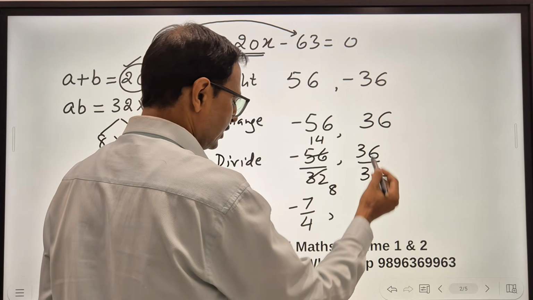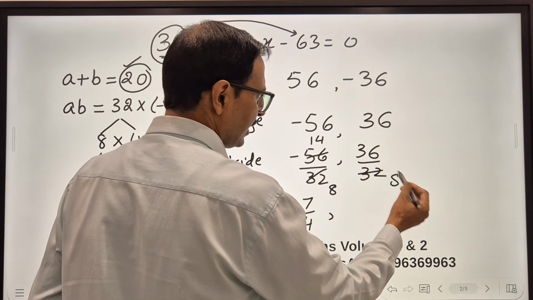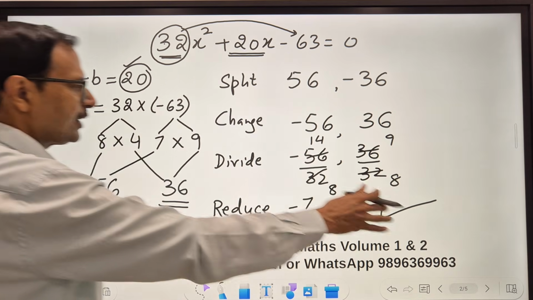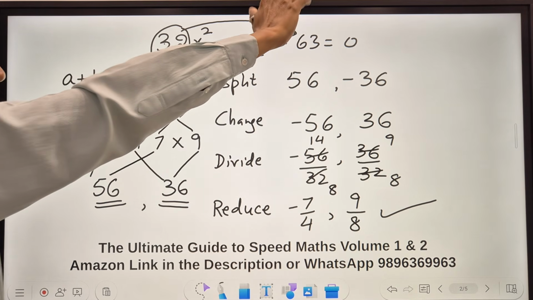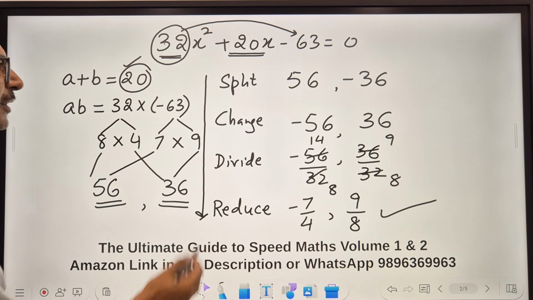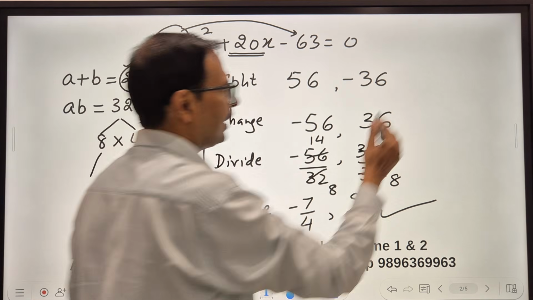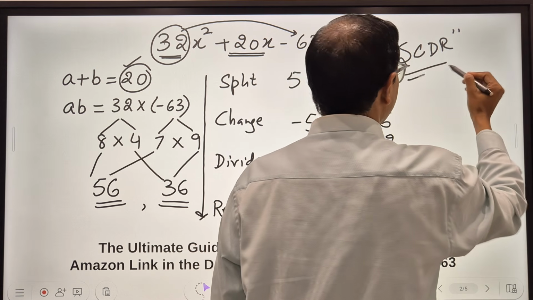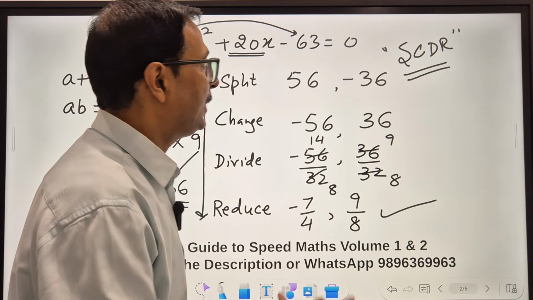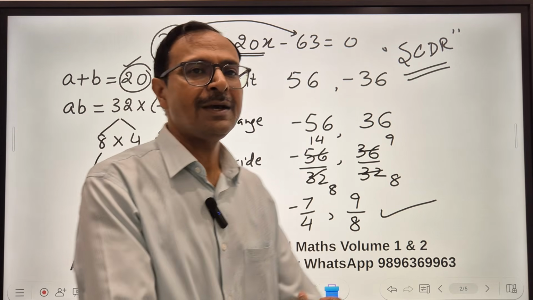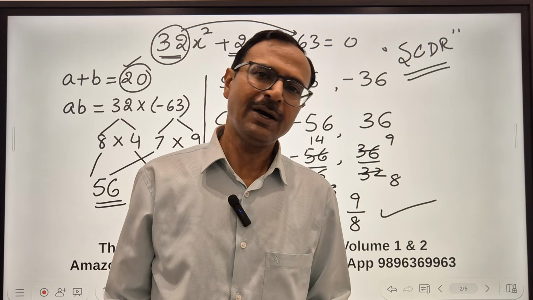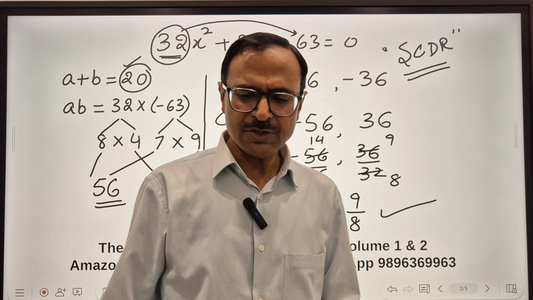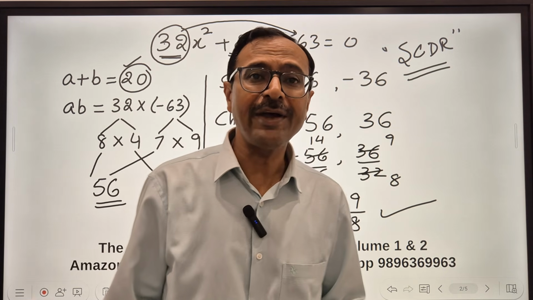And here 36 upon 32, 4 8s are 32 and 4 9s are 36. So 9 upon 8. And here we have the roots of the quadratic equation, such a big quadratic equation. And look at the method which we have followed. SCDR. That is the key. SCDR method of cracking the roots of a big quadratic equation without using the quadratic formula or the completion of squares.